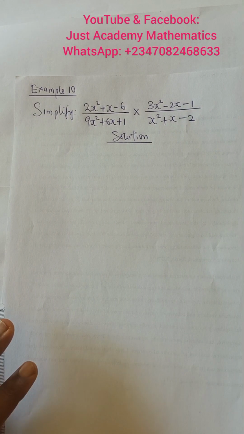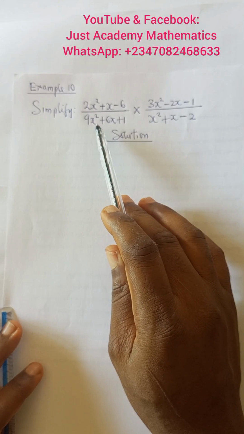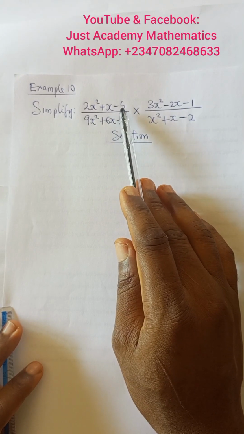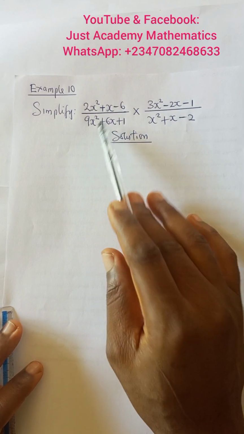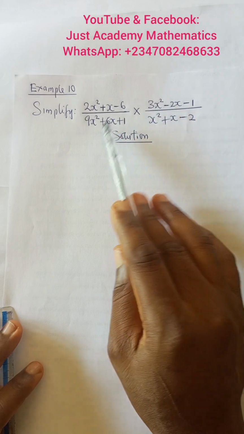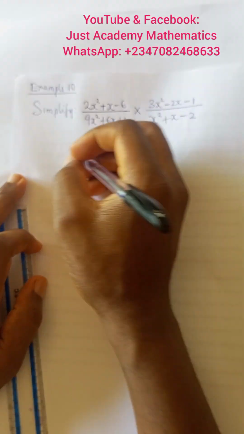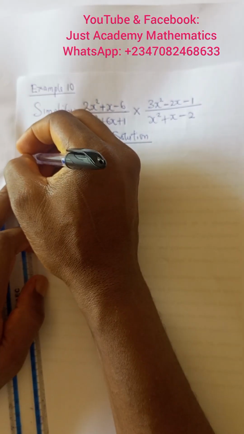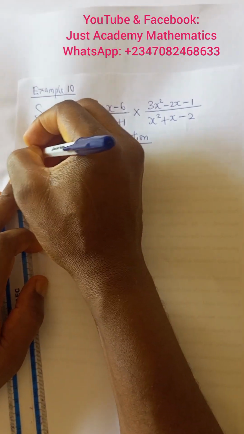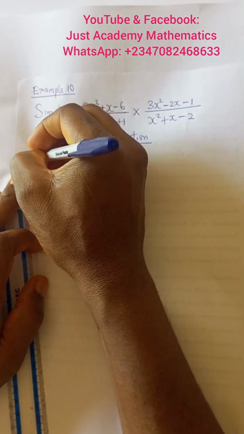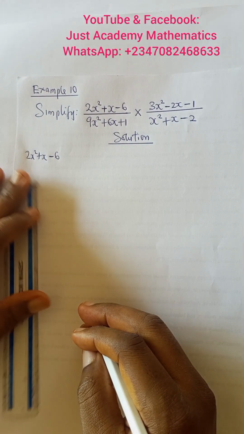If you look at the equation carefully, you will notice that, except you want to do it off heart, you can go and factorize this and get the two brackets that represent this and this. But let's show it. So we're going to factorize each of them as follows. So the first one is 2s squared plus s minus 6. We are going to factorize that one.